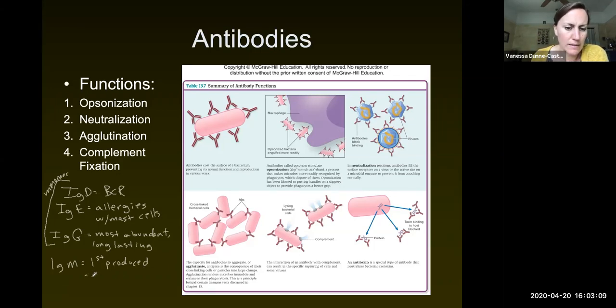And this can be mucosal, which means it can be secreted. And these guys always exist as a pentamer. Penta means 5, right? 5 of them. And then IgA, this usually exists as a dimer. Dimer is 2. And these guys are most abundant in mucosal response.